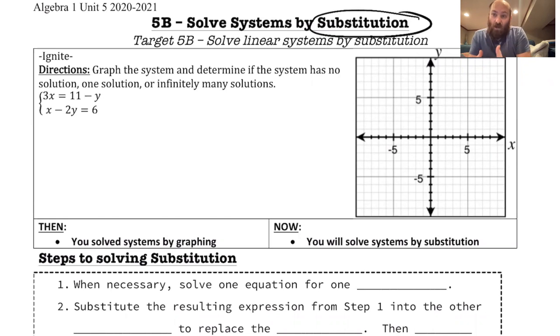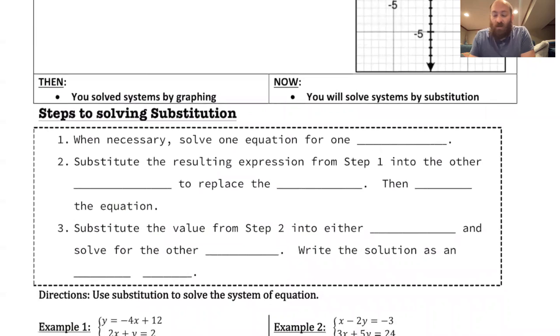So today we're going to be talking about substitution because sometimes graphing is not as effective, or rather, sometimes it's a little difficult to see the exact point that the two lines cross. So that's what we're going to focus on today, is another method. So here are the steps.